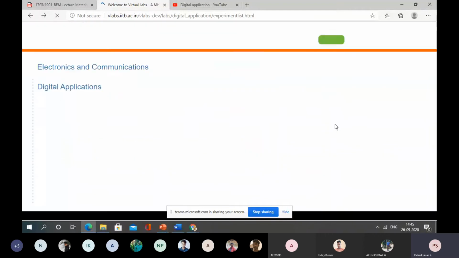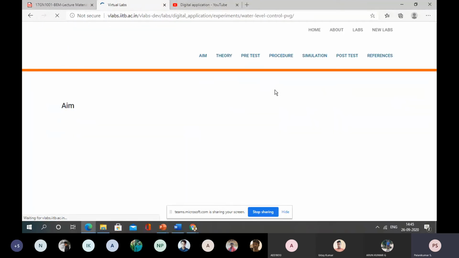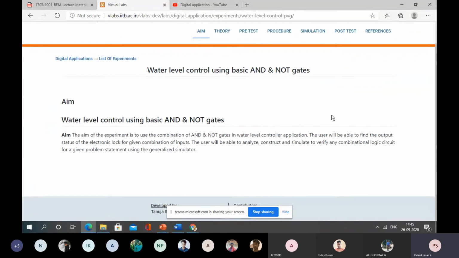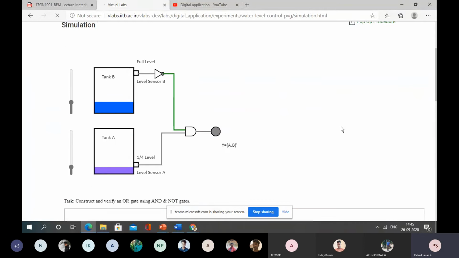Another example we will see is water level control. Even in practice, you can implement it in your own house. We can do a water level indicator, deciding when it has to be on and off. A tank is there, so when it has to switch on and when off, all this logic, logic gates and level sensors are used. Using that, we can switch the motor on and off.